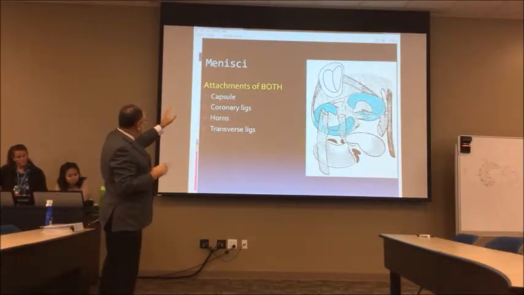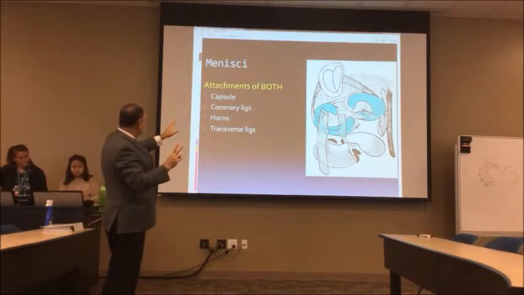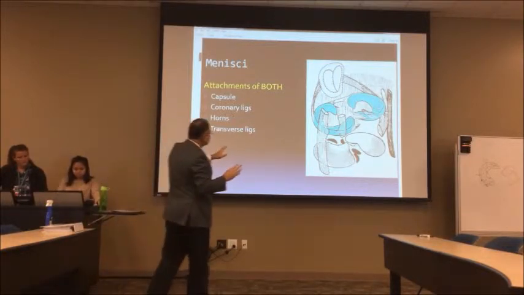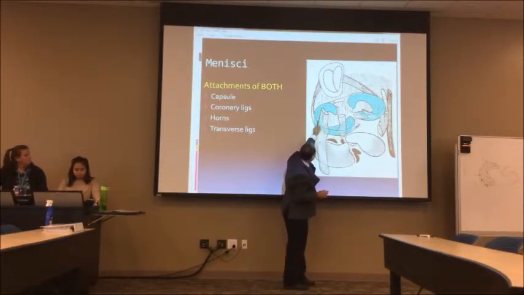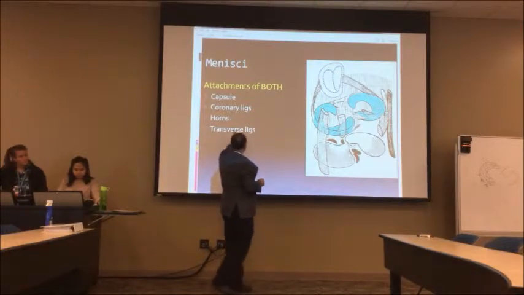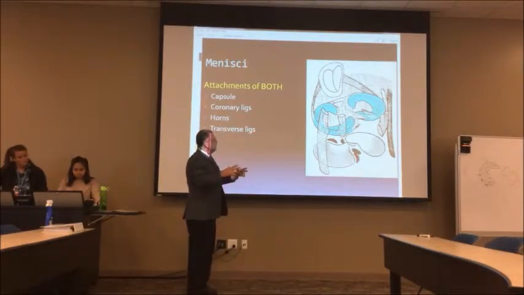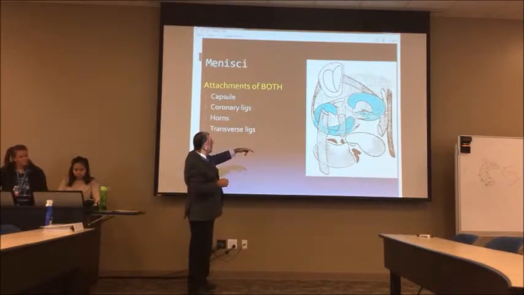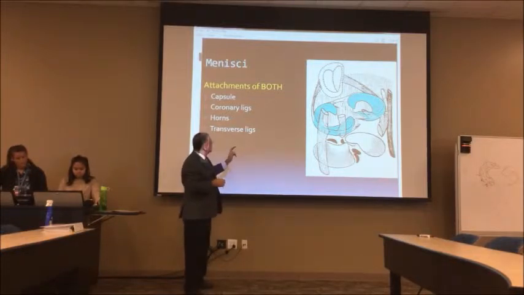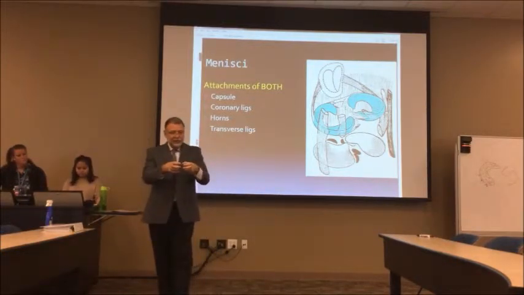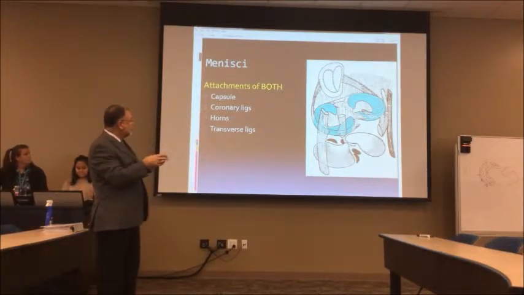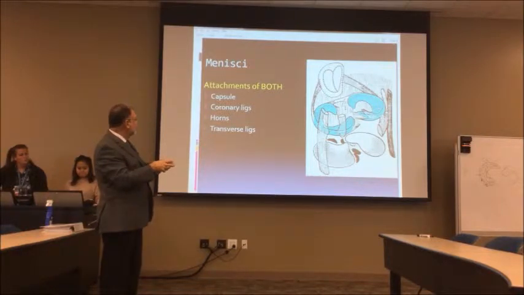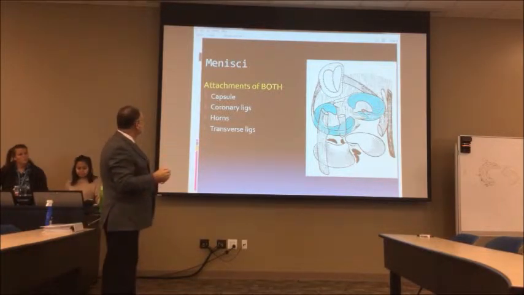Important to understand that both menisci will have a capsule. This is a difficult slide, but the capsule is holding both of the menisci. Coronary ligaments are going to be holding both of them too, the horns, anterior and posterior, and the transverse ligaments. So what holds both of the menisci? We'll start probably between them, and that's going to be the coronary ligaments. Also, the transverse ligaments. Horns and capsule are the other two structures.